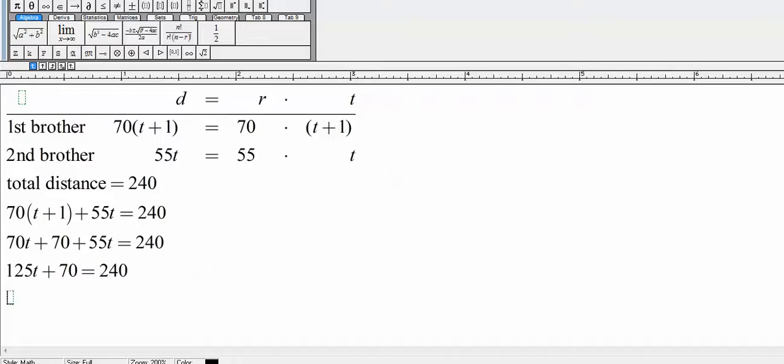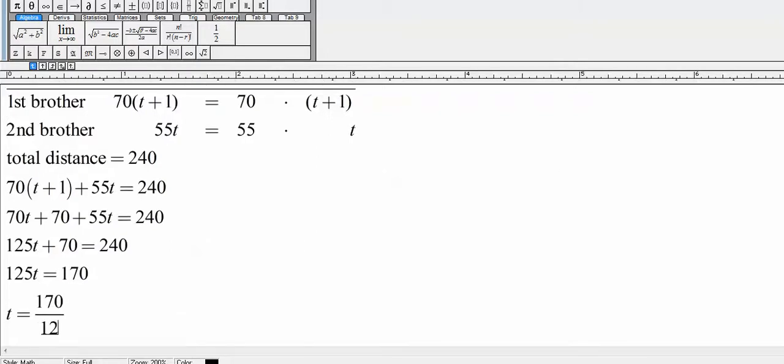Then we'll go ahead and subtract 70 from both sides. 125t equals 170. Then if we divide both sides by 125, we'll get t is 170 over 125. Now if we convert that to a decimal, that'll be 1.36 hours. Now remember that that's just the time that the second brother traveled.